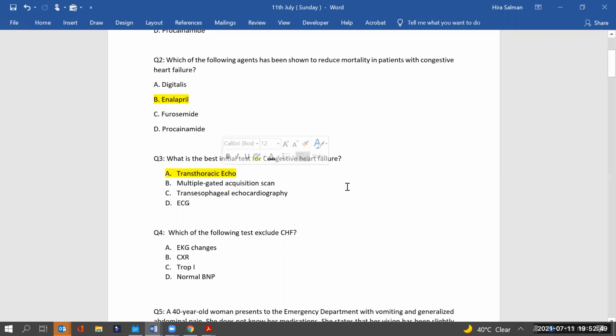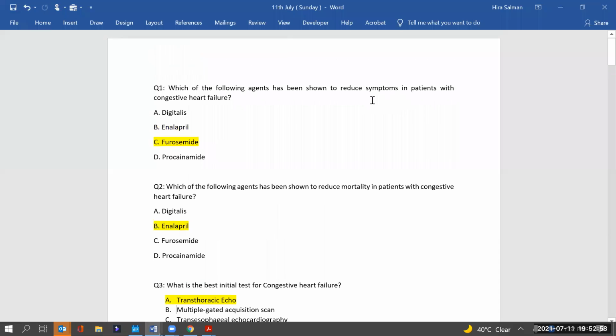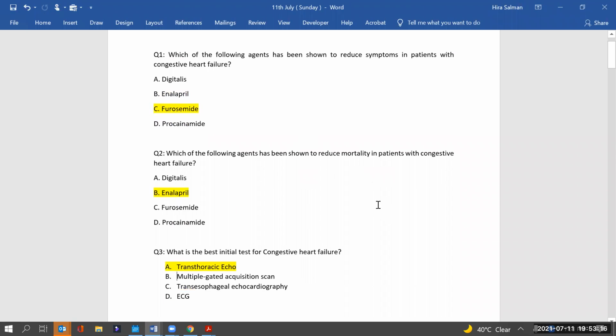Enalapril is which group? It's ACE inhibitors, angiotensin converting enzyme inhibitors. So always remember, whenever the word mortality is there, always think of enalapril. And whenever the word reduces symptoms, always think of furosemide, because diuretic is for reducing symptoms and enalapril, which is an ACE inhibitor, is for reducing mortality. These are two important recalls. Maybe the answer choices are different. You are not going to see these answer choices, but these words are the same: reduce symptoms and reduce mortality. So make a note of it, okay?